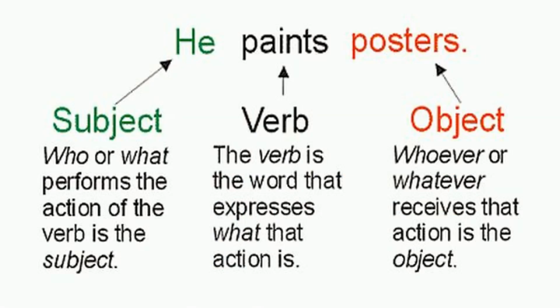Most of the time, we use the active voice. Like in this sentence, he paints posters. The verb paints is the action word. He is what we call the subject, because this is the one who does the action. Posters is the object, the one the action is performed on.